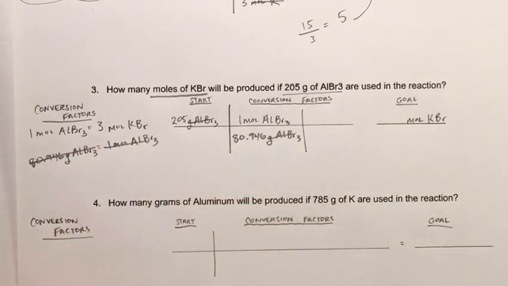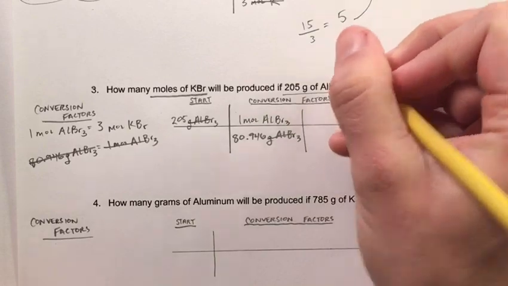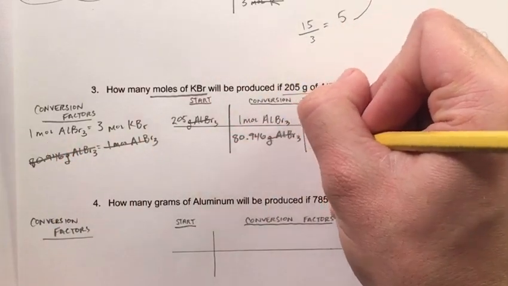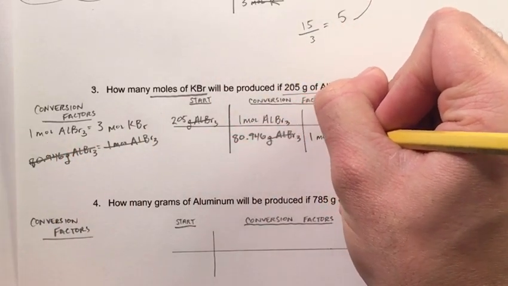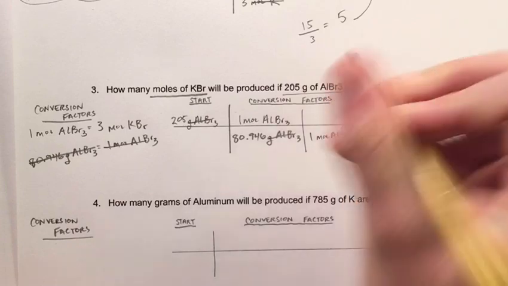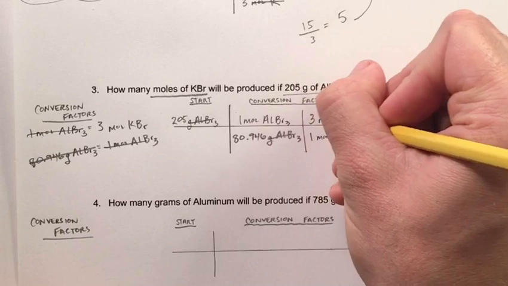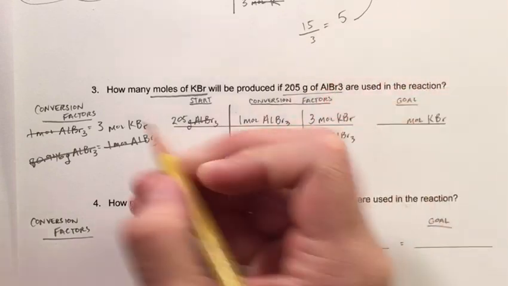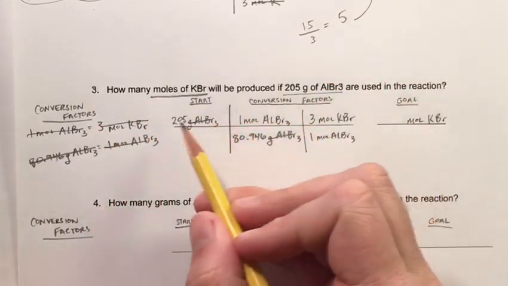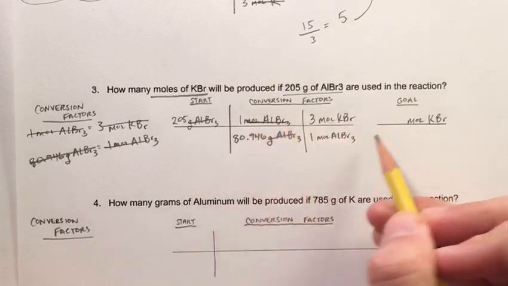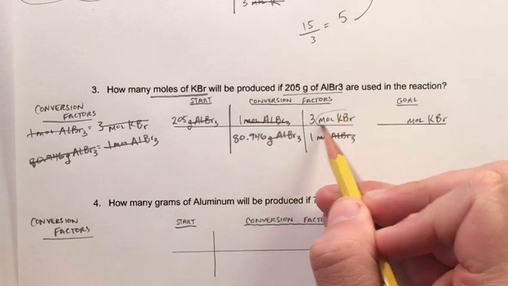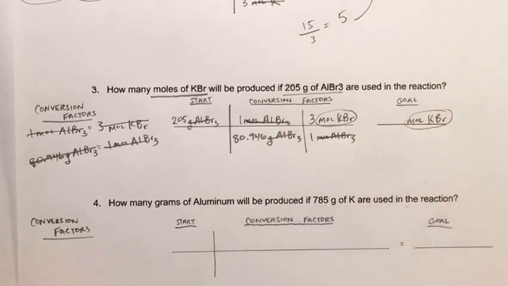This is where my molar ratio comes in. It will allow me to switch that formula. So 1 mole of AlBr3 at the bottom. And the other side has to go up top. 3 moles KBr up top. And that side is done. All right, moles AlBr3 cancels out. I have moles KBr. That is my goal unit.